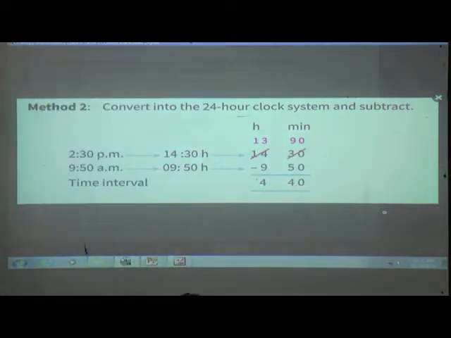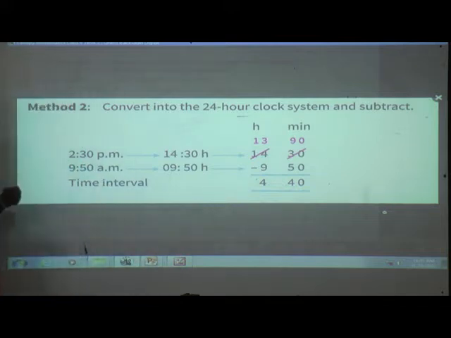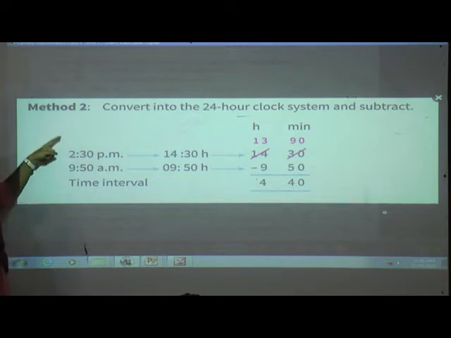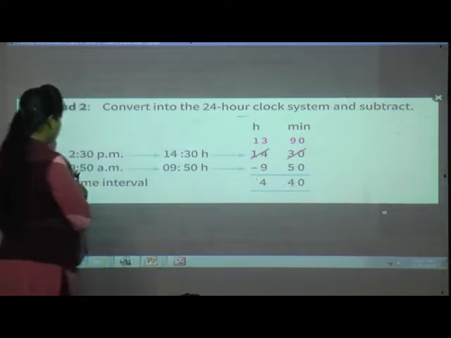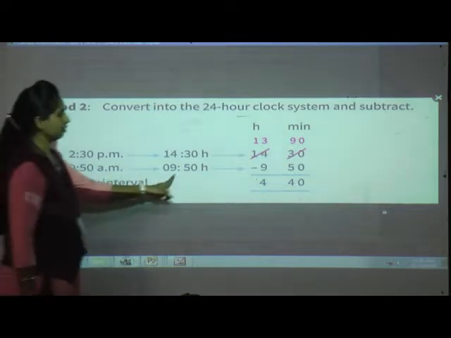See, convert into 24 hours clock system and subtract. So you can subtract simply, as you do subtraction of time in the same way. For that, you have to convert the time in 24 hours clock. Now 2:30 PM means it comes after 12 noon only. So after 12 we have to go with 13 and 14. See, 2 hours. So 12, after that 13 and 14, 14:30, and the next is 9:50 AM. So AM will remain as it is. So it is written as it is.